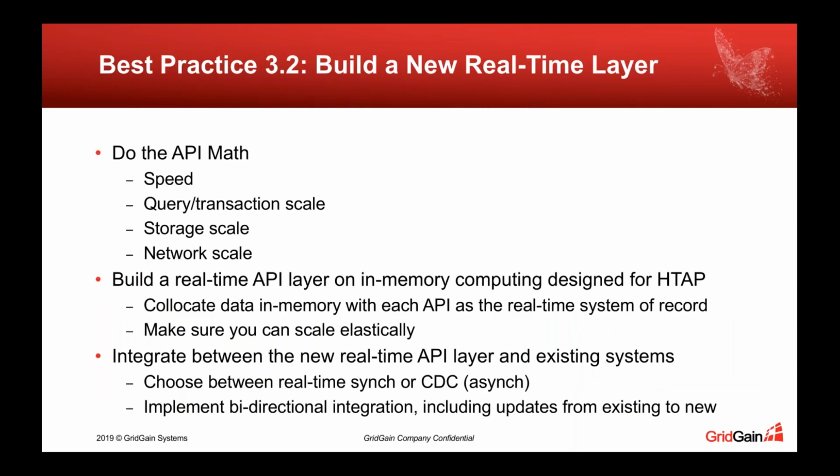So do the math on speed, on transaction scale, on storage, and on network scale. Build a real-time layer on top of in-memory computing with your APIs, and integrate between the real-time and the non-real-time using one of those two patterns. That's really, if I had to summarize it in any way, those are the three things I'd summarize. Do your math now to figure out when you're hitting the limit, not if. And then build the real-time layer and build the synchronization depending on what you need.